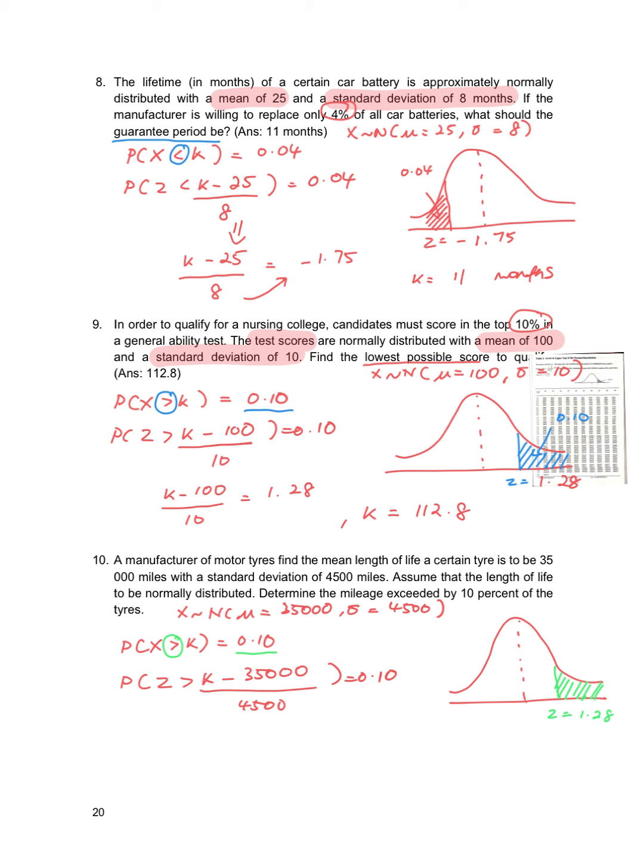Okay, so K minus 35,000 over 4,500 equals to 1.28, and then we solve for K, so we get K equals to 40,760. So the mileage that is exceeded by 10% of the tires is 40,760.